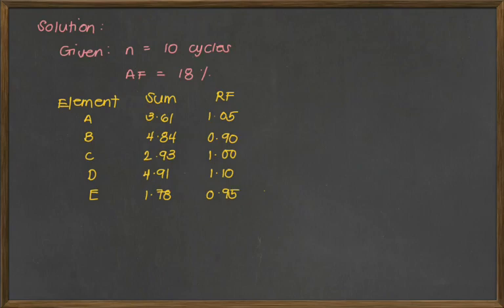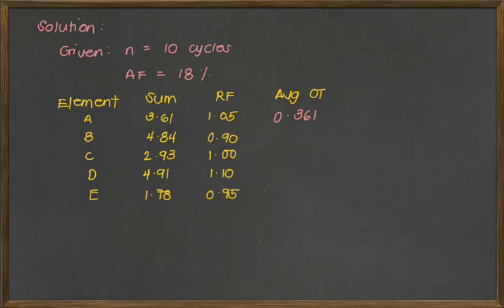Now, the next step, once we have written all the information, is to get the average observed time. Now, again, why do we need to get the average observed time? Since yung time na nakuha natin is from a total of 10 cycles. So, ibig sabihin, your 3.61 for element A should be divided by 10 cycles to get the average observed time. So, that's 3.61 divided by 10 will give us 0.361.